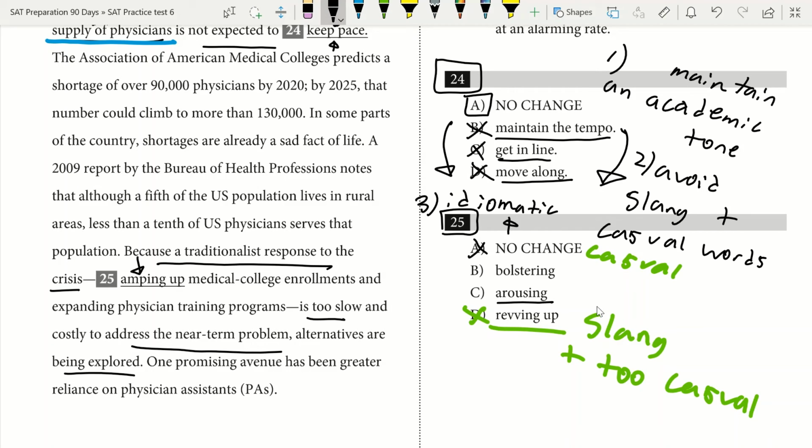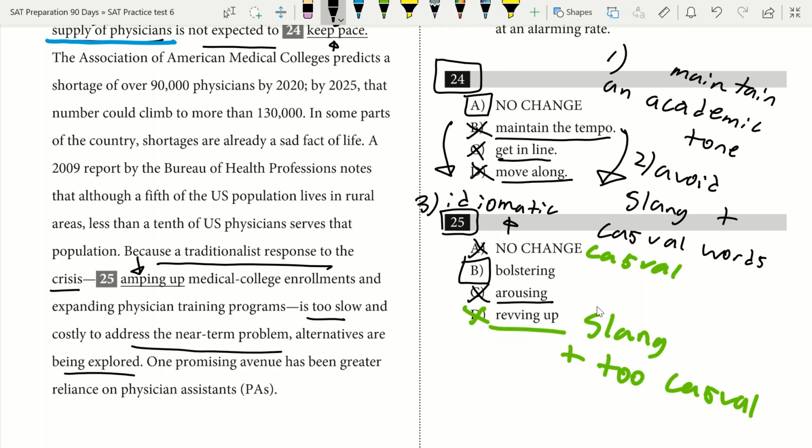C, the word arousing. We wouldn't say because of a traditional response to the crisis, arousing medical college enrollments, because that is not really related. It's not a correct use of the word arousing. It also doesn't fit with an academic tone. It's kind of an unrelated word whose definition doesn't really apply here. So C is incorrect. Obviously, answer choice B is correct then. We would say because a traditional response to the crisis, bolstering medical college enrollments, bolstering in that case meaning supporting those medical college enrollments or increasing them. So our answer there would be B.